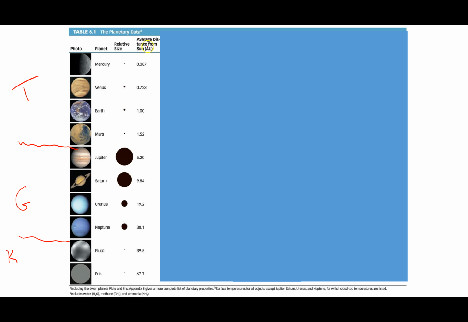This here, so what does an AU stand for? Astronomical unit, yep. So it's not so surprising then. The Earth is 1 AU from the Sun. Venus is 0.723. Mercury is 0.387. So Jupiter is a little over 5 times the distance from the Sun than the Earth is. How about Neptune? There you go.